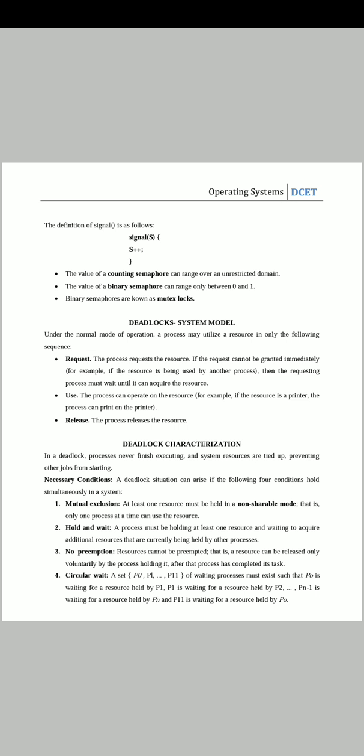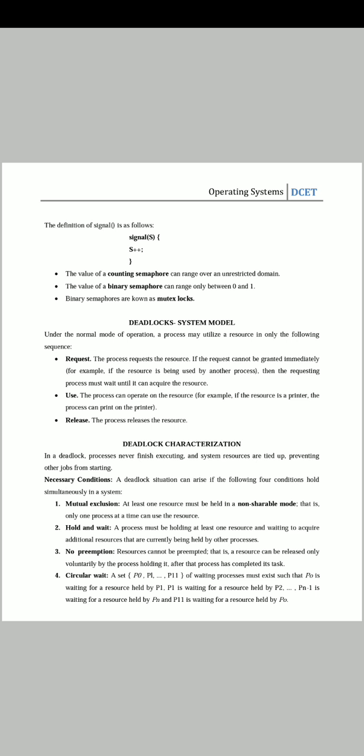No preemption means resources cannot be preempted. That is, a resource can be released only voluntarily by the process holding it after that process has completed its task. Preemption means when any process requests a resource, that resource has to be released by the process holding it. That we call preemption.